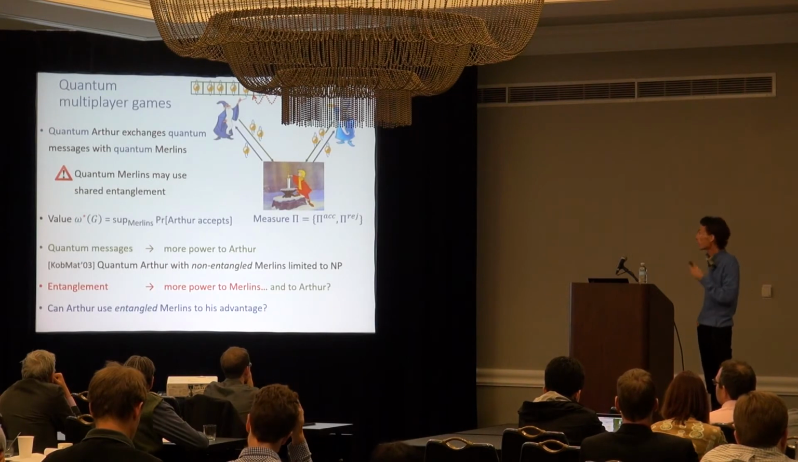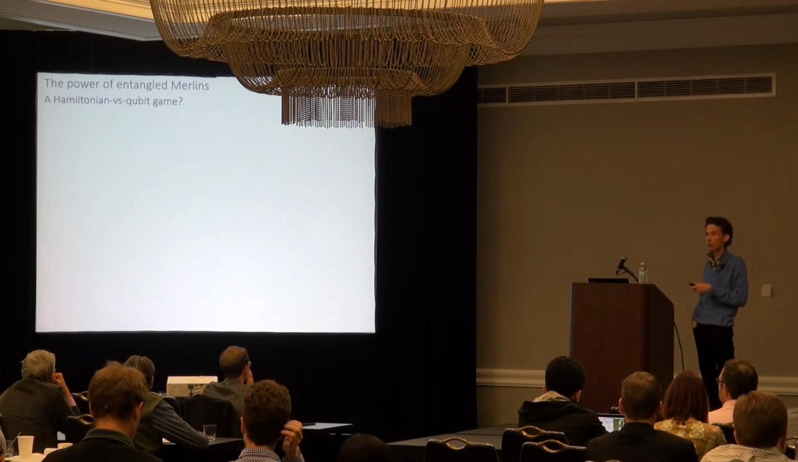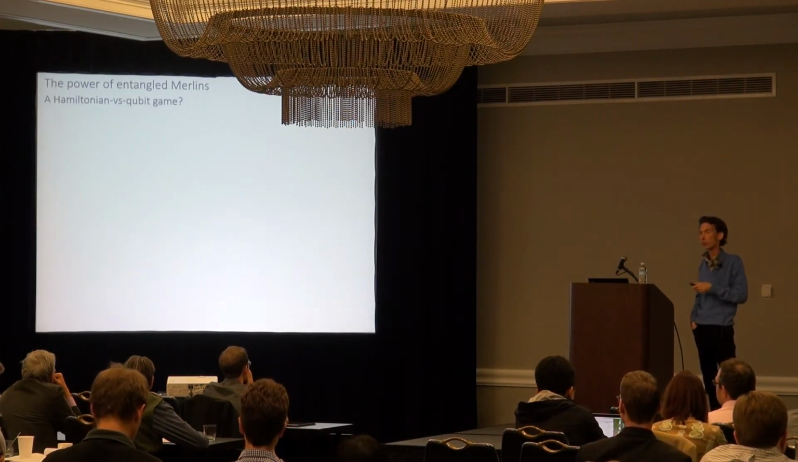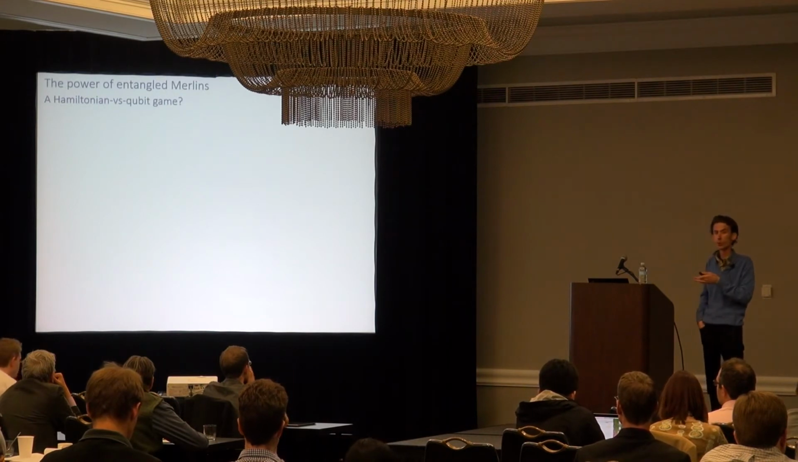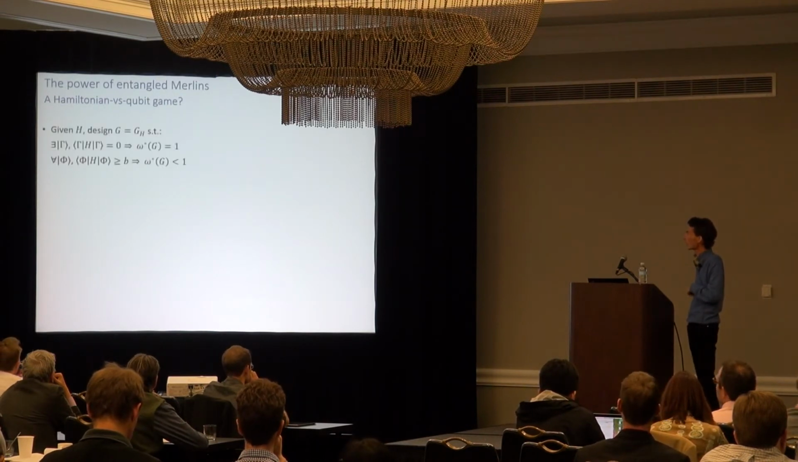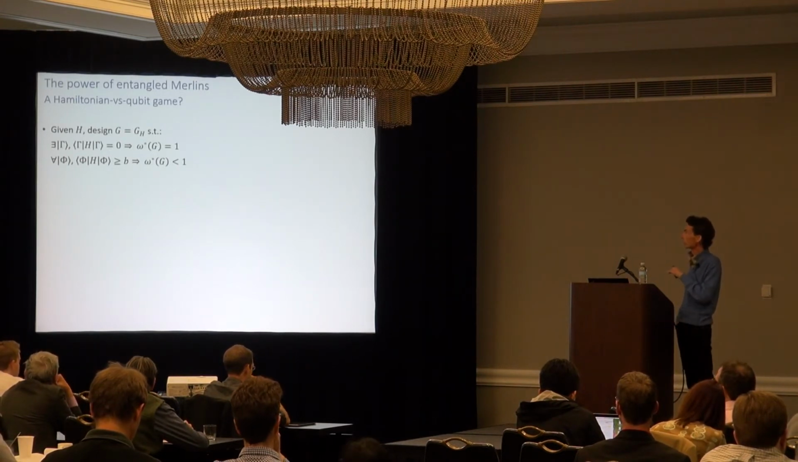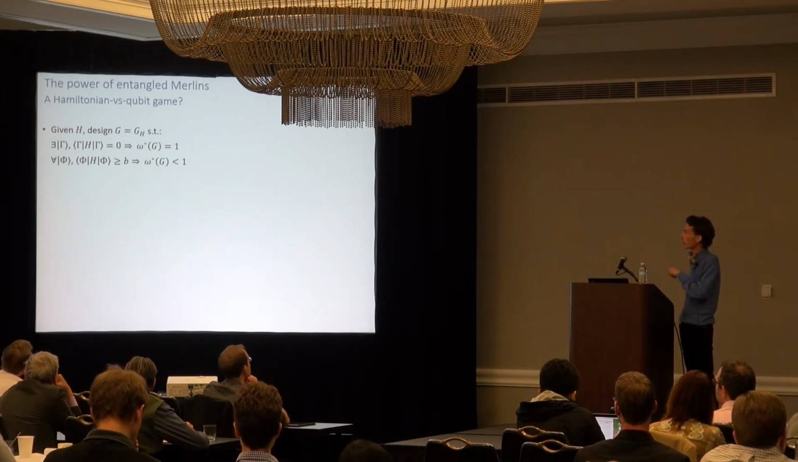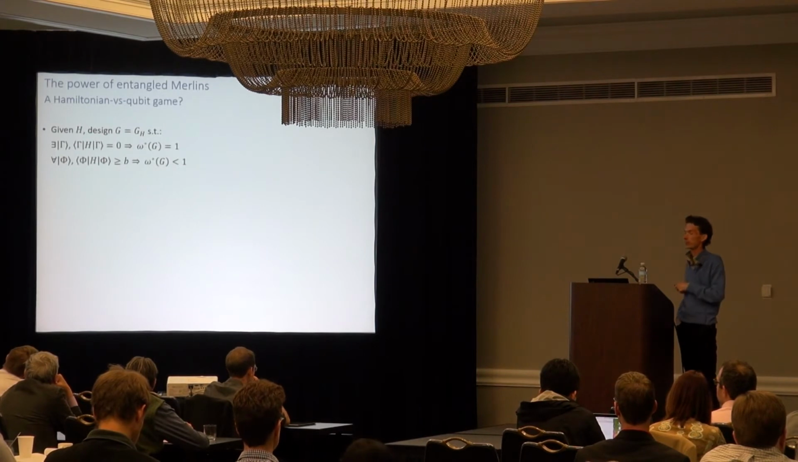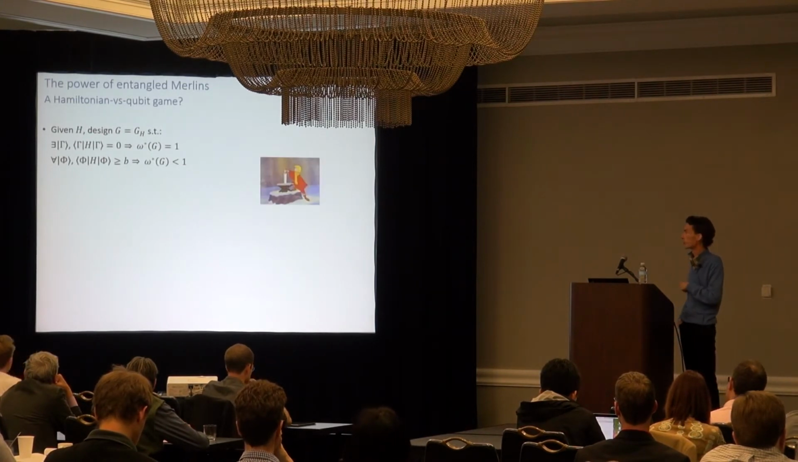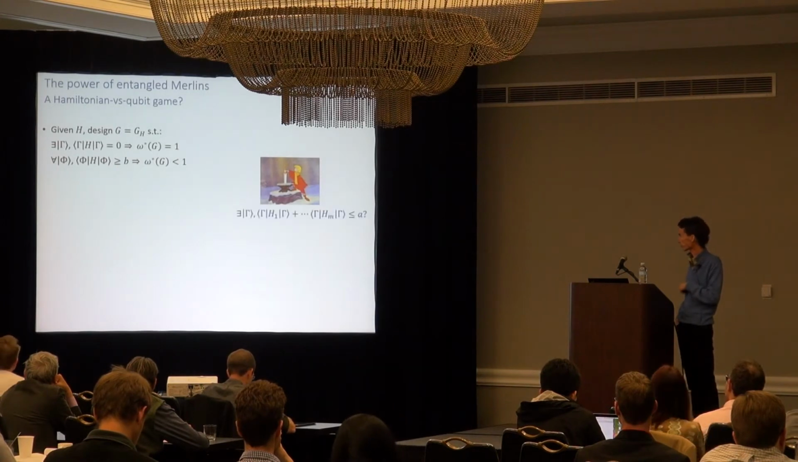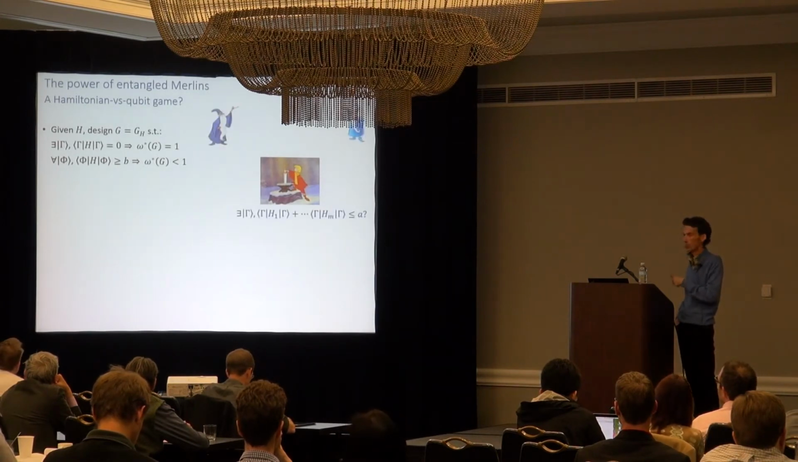So let's try to do this. Let's try to do the quantum analog of the clause versus variable game that I described before. Let's have a Hamiltonian versus qubit game. So here's the goal. For the remainder of the talk, this is what we're trying to achieve. We're given an instance of the local Hamiltonian problem, and we want to decide, is the ground state energy 0, or is it at least above a certain threshold? We're trying to design a game that is going to distinguish between these two cases.